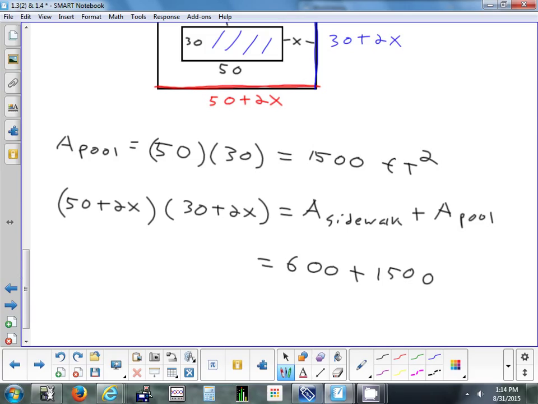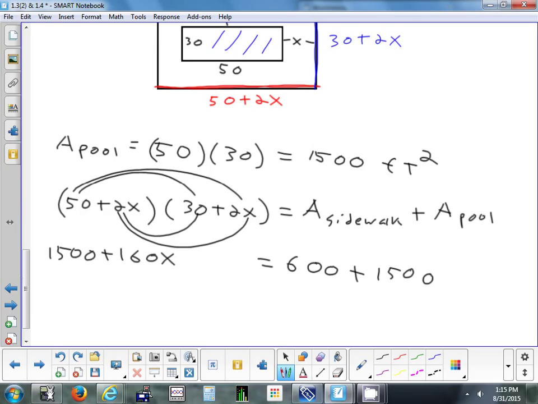And I'm going to FOIL out what's on the left. So I got 1,500 plus 100x plus 60x plus 4x squared. What could I do before I really start to solve this? There's something here I could cancel out because it's on both sides. 1,500. Yeah, if you subtract 1,500 from both sides, that's gone. You don't have to do it that way, but it makes it a little easier.